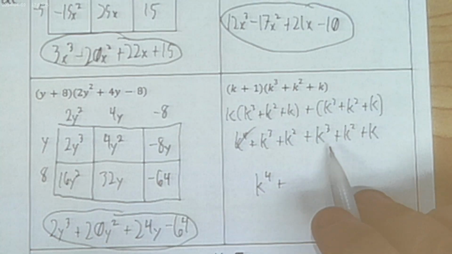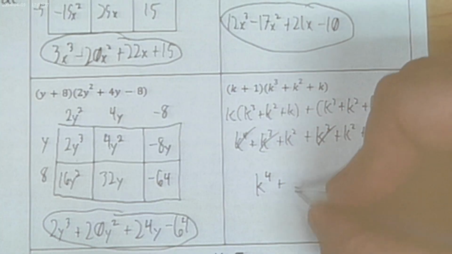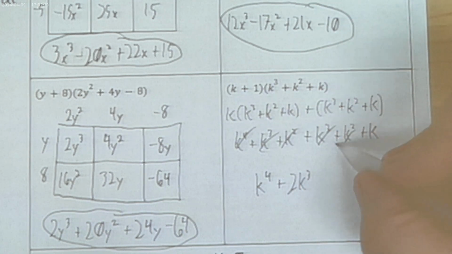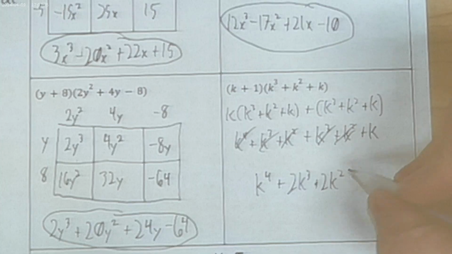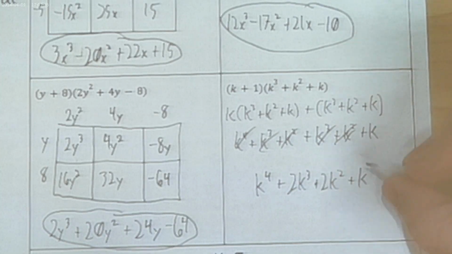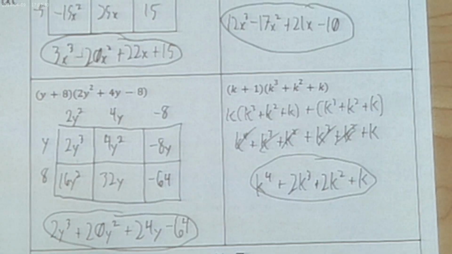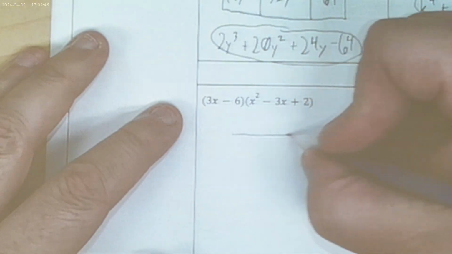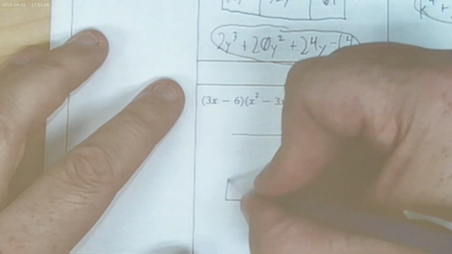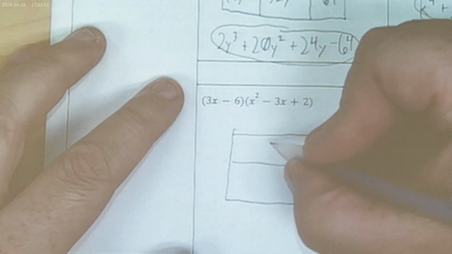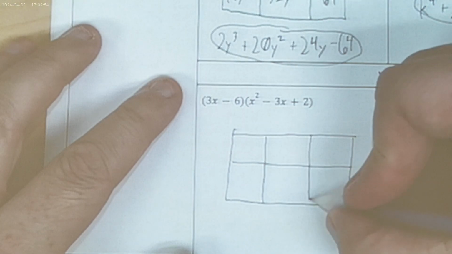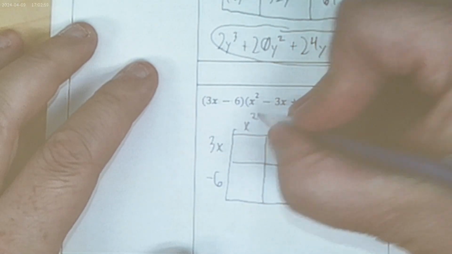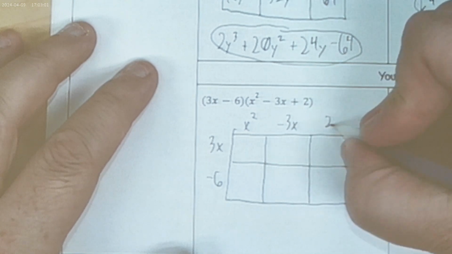And then I've got 2 k's to the third. And then I've got 2 k's to the second. And then k. Alrighty. Final one. This one is on the left-hand side, so we'll go with the box again. Okay, so 3x minus 6, and x squared minus 3x, and then 2.